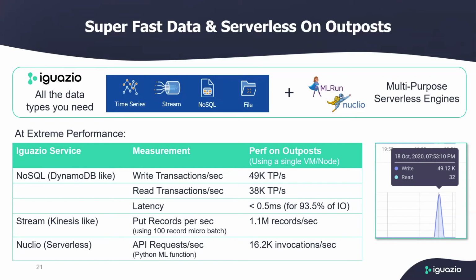And same for streaming data, we managed to push like 1.1 million records per second. Again, single virtual machine, not a big cluster. And using Nucleo for running machine learning, real-time machine learning job, we managed to push like 16,000 requests per second on a single function, single container running on a single VM of Outpost. So again, you're not sort of giving anything away. You get essentially the functionality that you need with extreme performance and extreme cost effectiveness.